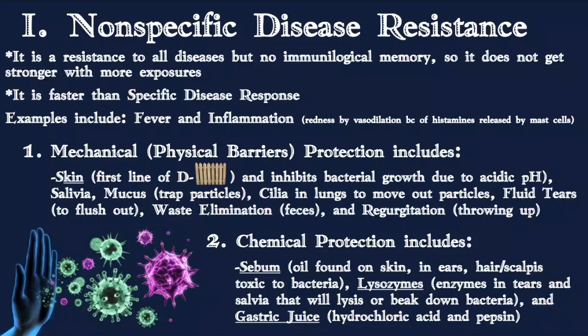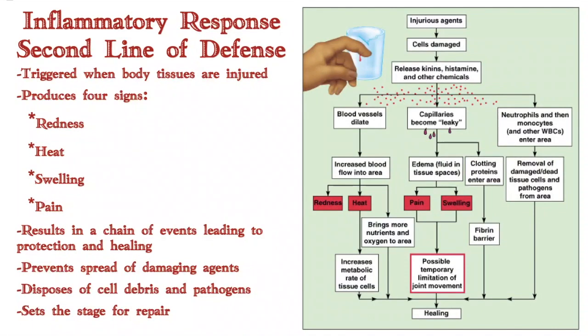We have the lysozymes. Now, these are going to be enzymes that break down. This is found in the saliva and also in your tears. And this is going to lyse or break down the bacteria. And then we also have gastric juice or hydrochloric acid and pepsin, which is in your stomach, and this breaks down bacteria as well.